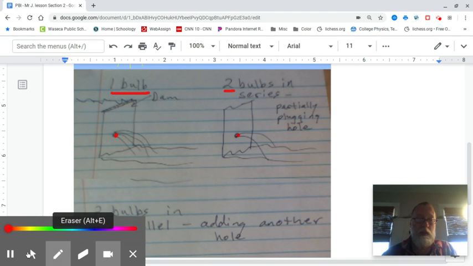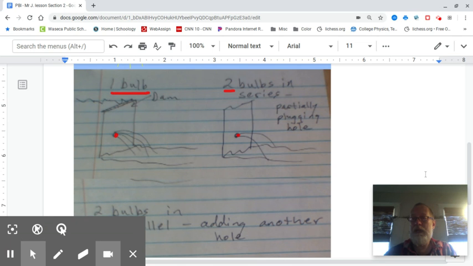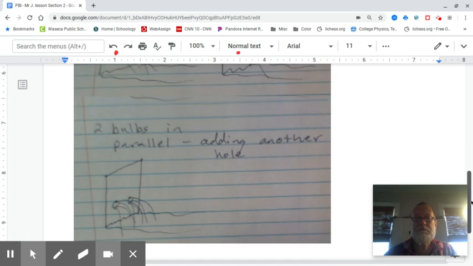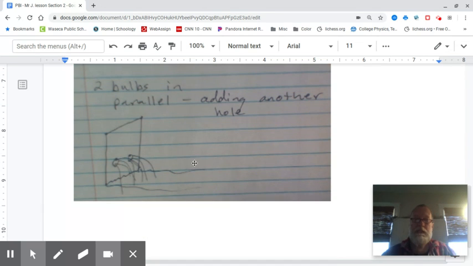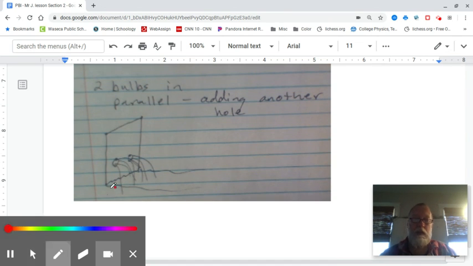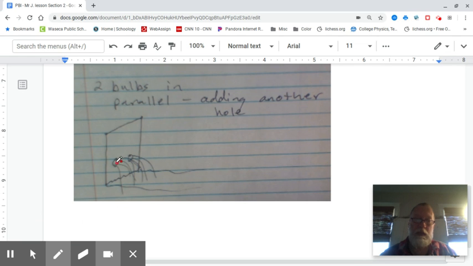When we put bulbs in parallel, it's like we're adding another hole to the dam. And so here we have the original single bulb. Now we've put a second bulb in parallel to the first one. We've added a second hole. And so now we have two holes the same size, letting the same amount of water through. So we've doubled the amount of water that's coming through the dam.